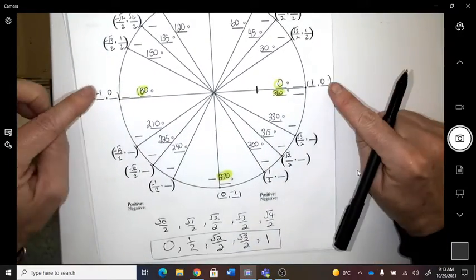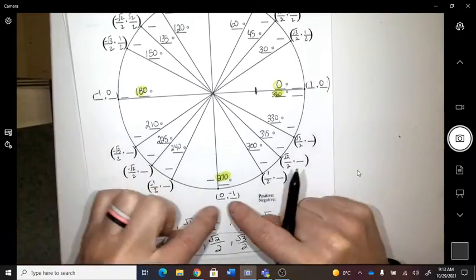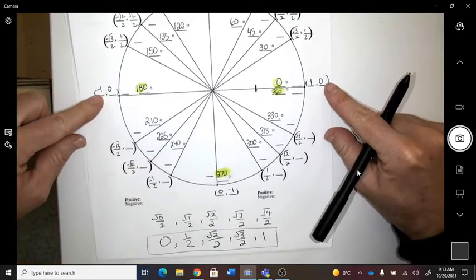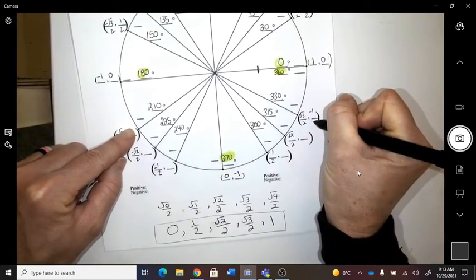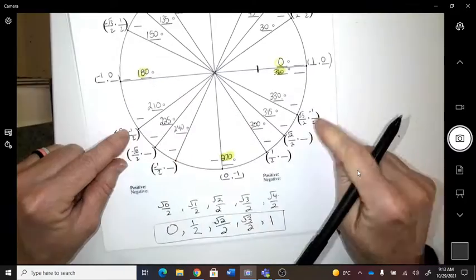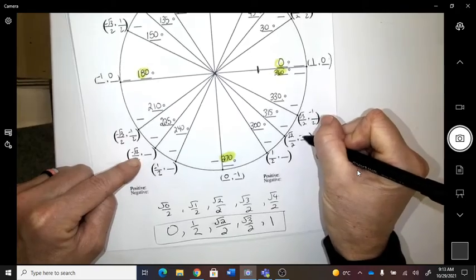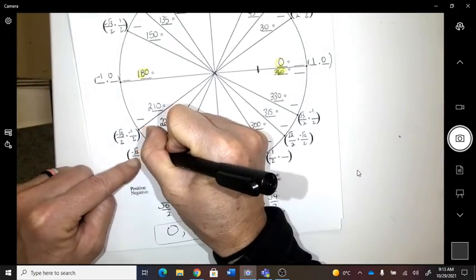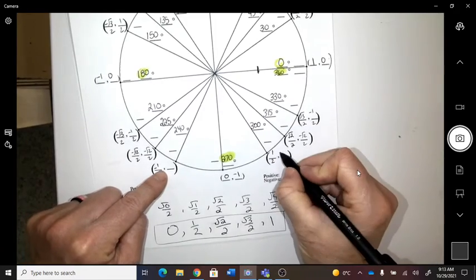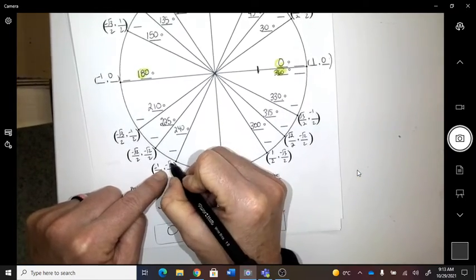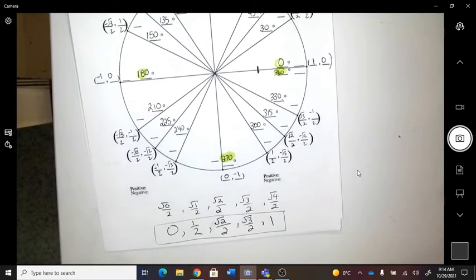Okay. Now I'm going to start again at the y of 0, and I'm going to go down, down, down, down. Okay? So from 0 going down, negative a half, down, negative root 2 over 2, down, negative root 3 over 2, down, negative 1.